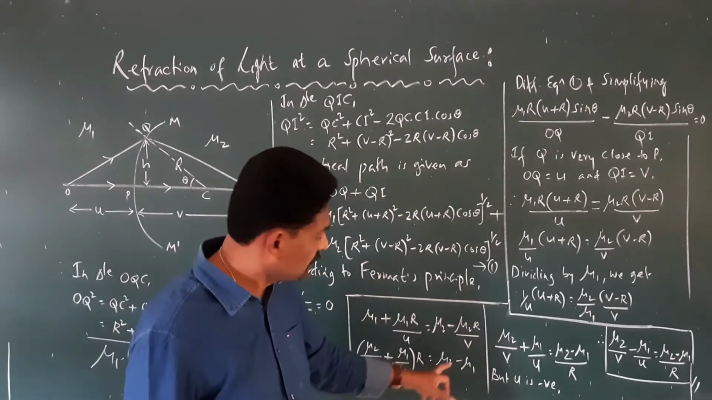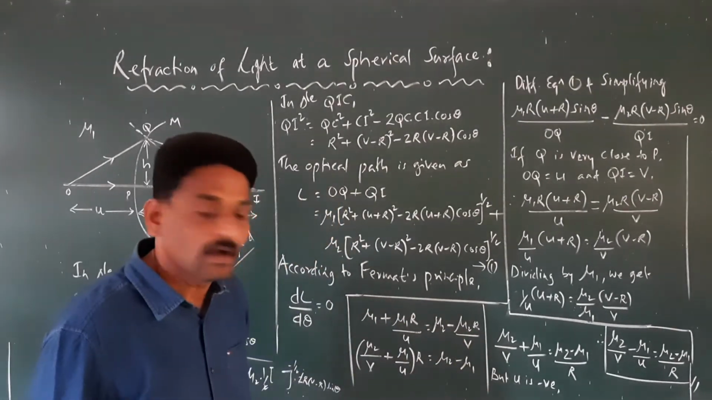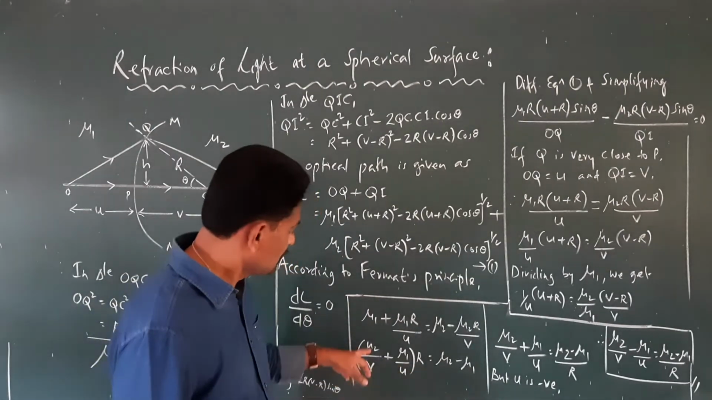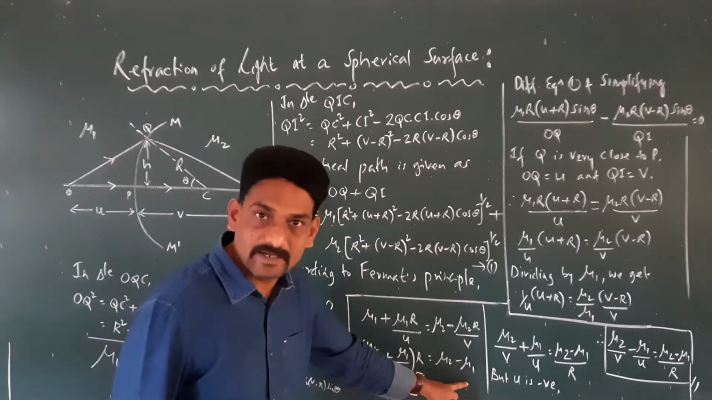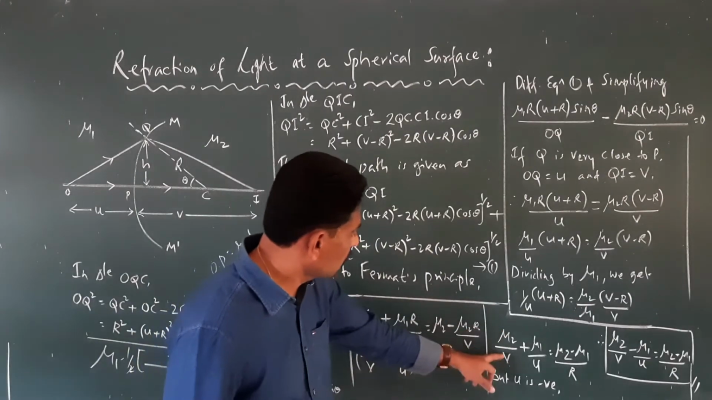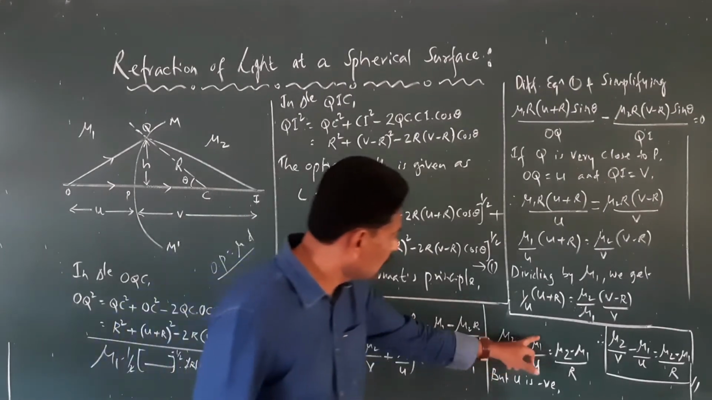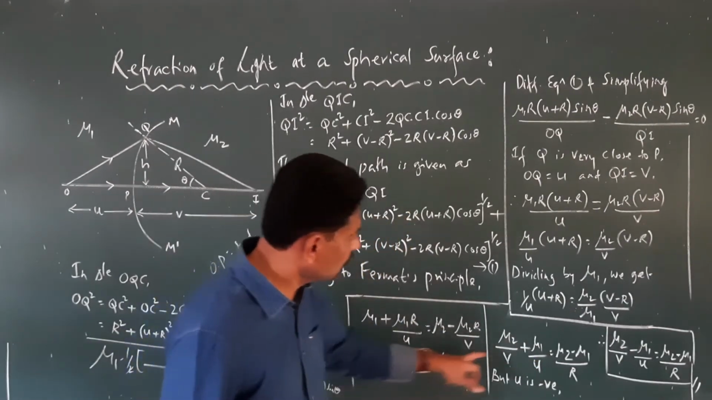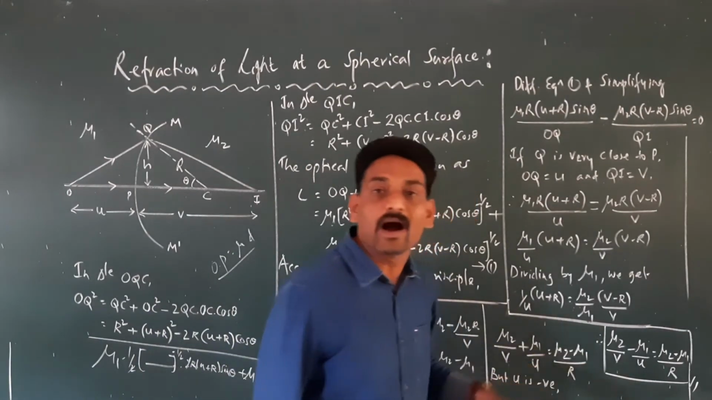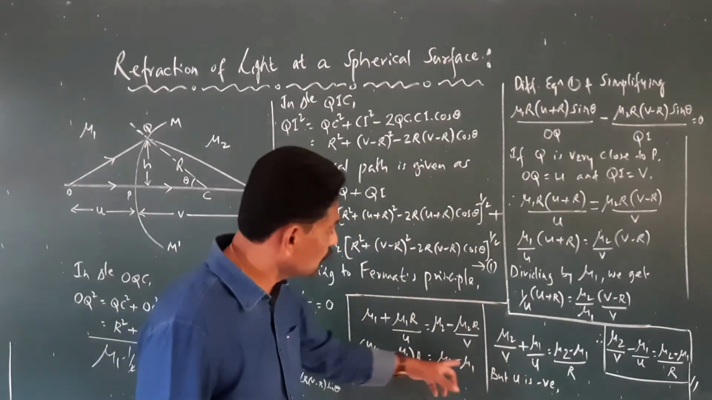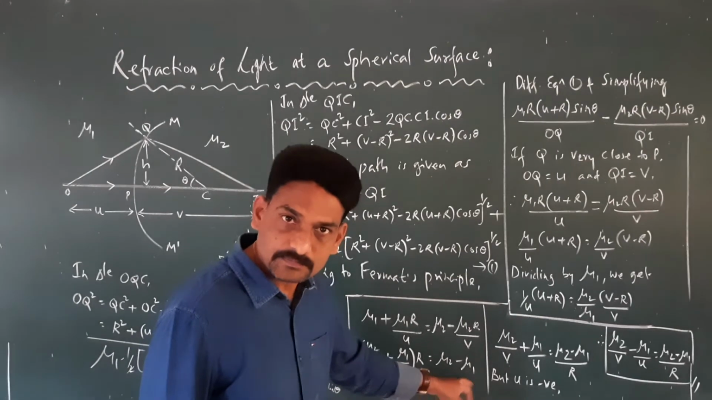This is equal to this side, mu2 minus mu1. This can be further simplified, as this R can be taken to this side. So what we get is mu2 by v plus mu1 divided by u equals mu2 minus mu1 divided by R, by transferring R to this side.